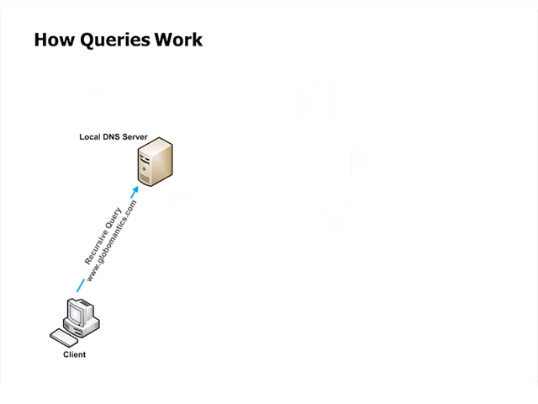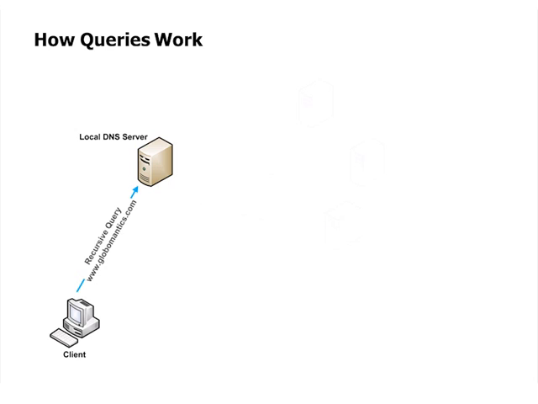So let's talk about how these queries work. Here's an example of a client making what's called a recursive query for www.globalmantics.com to its local DNS server. So picture your environment. You're sitting at a computer. That computer will then go out to some DNS server that's on your network and say, hey, I'm looking for www.globalmantics.com. And this is what's called a recursive query, which means the local DNS server, if it doesn't know the answer, it'll go out and find the answer on the behalf of the client.